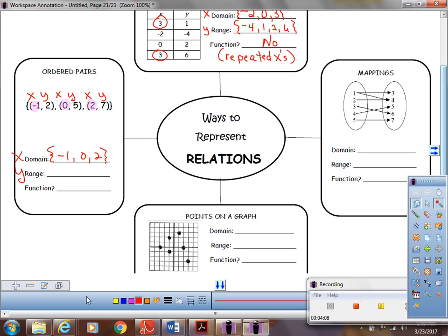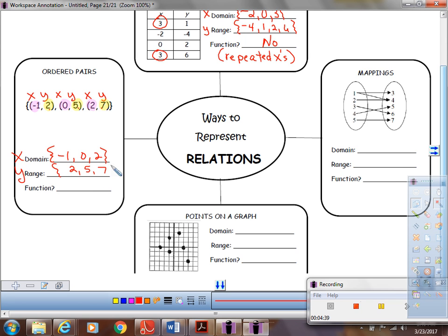Your range are your Y numbers. So I'm going to highlight those in a different color. Now, on the STAAR, they only give you one color of highlighter. But in your notes, maybe you should start using 2 colors so that when stuff like this comes up, you can see the clear difference. Some of you are very visual, that will help you. So these are your Y numbers, those are your range. So 2, 5, and 7.